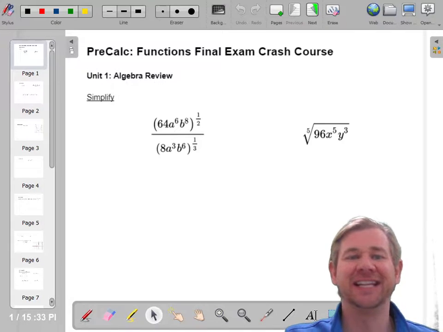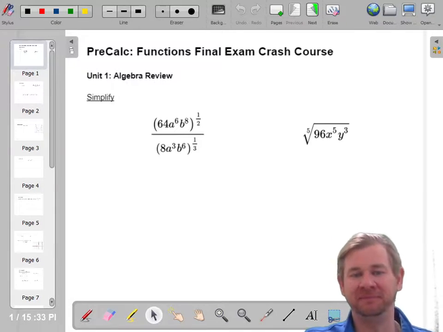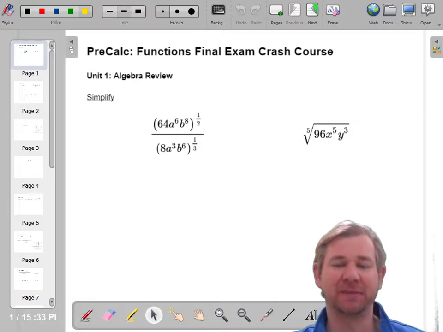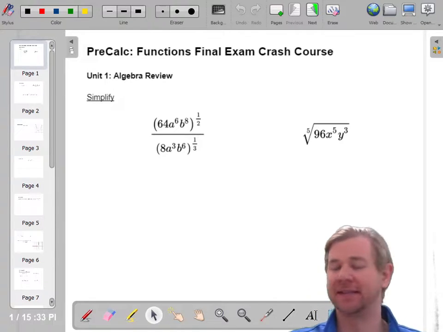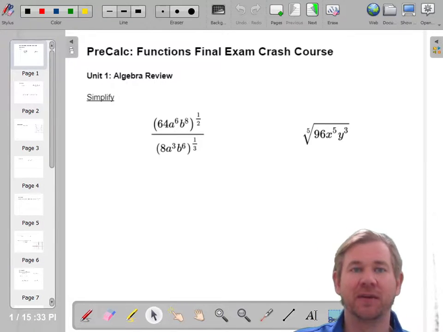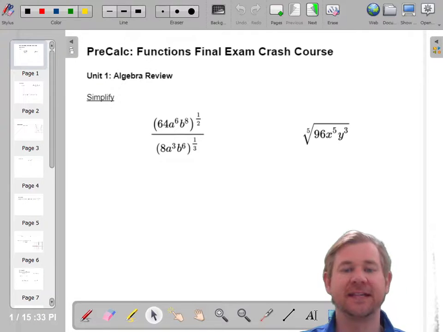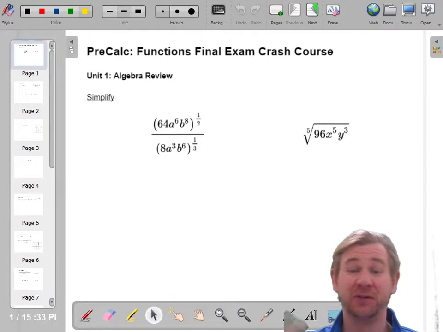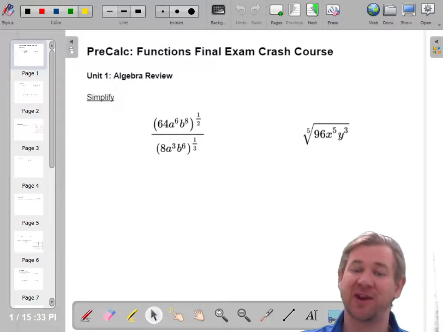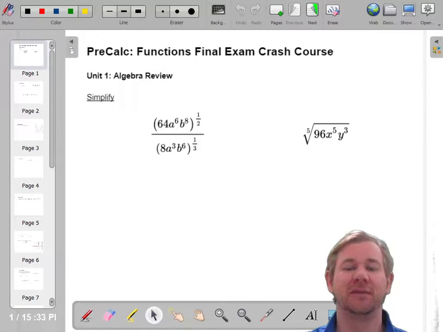Hello everyone, let's talk about the final exam. I'm going to go through just a couple of types of problems from each unit. This isn't everything, but this is a lot of stuff that we've covered this year, and we're just going to kind of see how things go. If you can do this, you can do the practice final. There's not a whole lot I can throw at you that you're not going to be doing pretty well on.